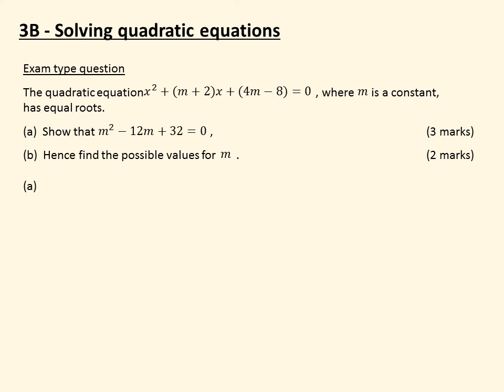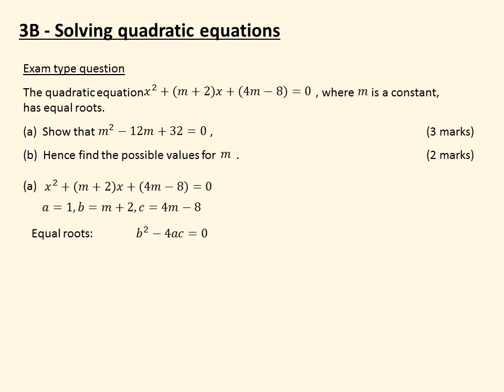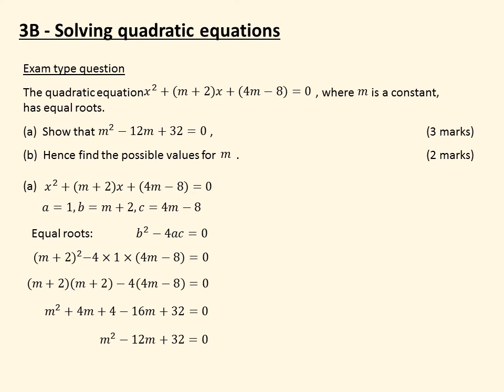Okay, part A first. We write the equation out. We can see from this A is 1, B is m plus 2, and C is 4m minus 8. Now we know that this quadratic has equal roots, so this means that the discriminant has to be equal to 0. So if we substitute the values for A, B and C into this, we get a quadratic in m. We just need to simplify this expression. If we multiply out brackets and collect the terms, we get the required expression.